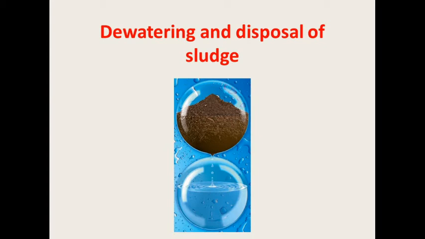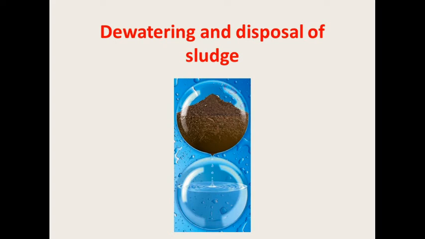Mostly we can use lime. Also we can add alum, and also ferric chloride. Or we can add various organic polymers which can be used for the sludges. So these various chemicals can be used in the process of sludge conditioning. Then next is sludge thickening.